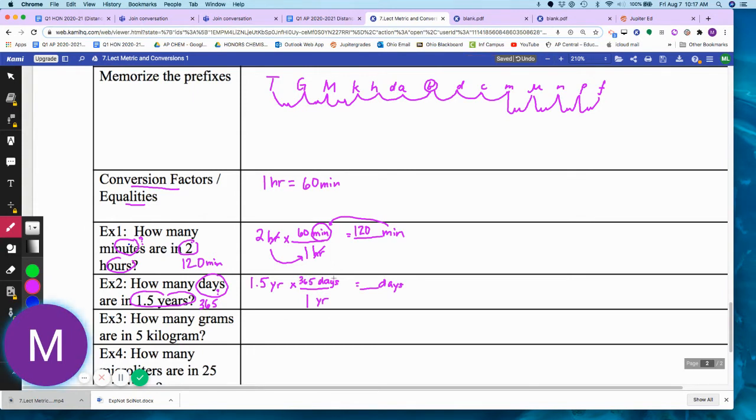This is a conversion factor. It converts one unit to the other. You cancel the year, you multiply that out, and the answer is 547.5 days in 1.5 years.